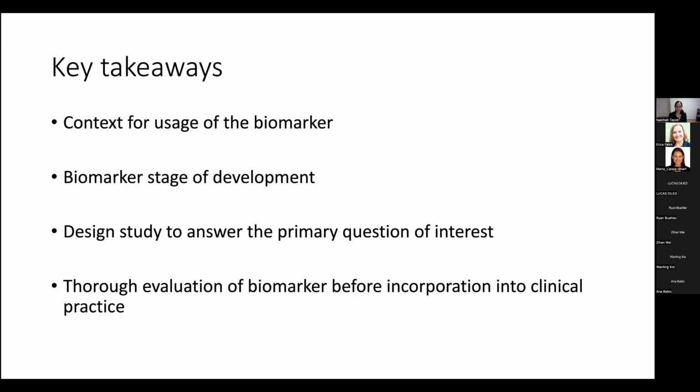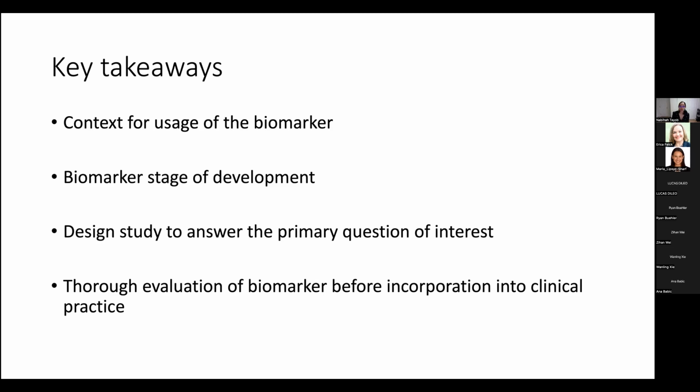What stage of development are you at already? Understanding what data do I have, where am I now, is also really critical to planning how I am going to get to my end goal, and how I am going to design my study to answer the primary question of interest.